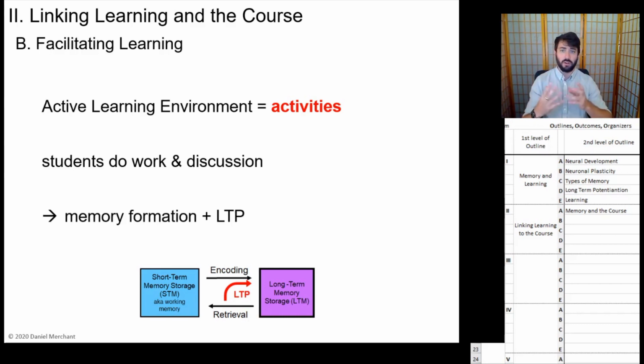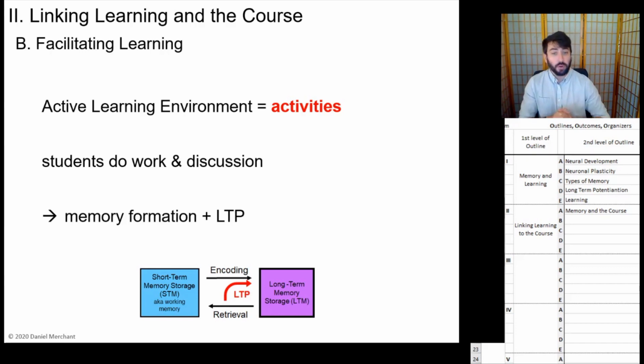Now, how does this all facilitate learning, right? That's kind of the major goal here, is to facilitate your ability to learn this content. Now, in general biology, we try to utilize an active learning environment, which means that students are the ones actively engaging with the material by working on the concepts and discussing them in groups. This approach helps foster memory formation and long-term potentiation, unlike passive learning, where you aren't necessarily engaged with the material very much. Why does this work better?